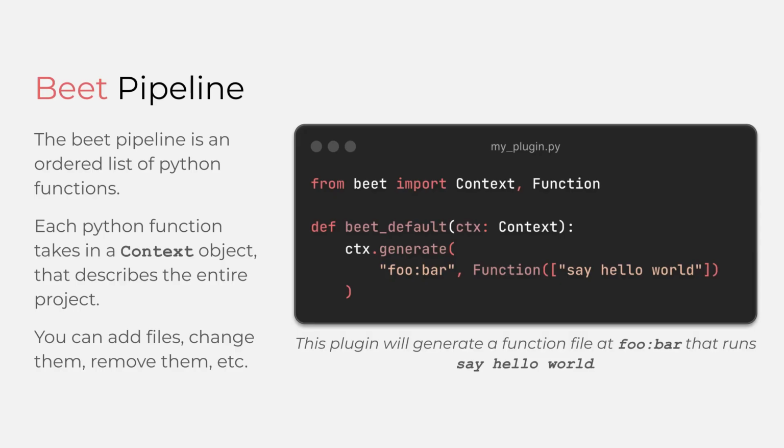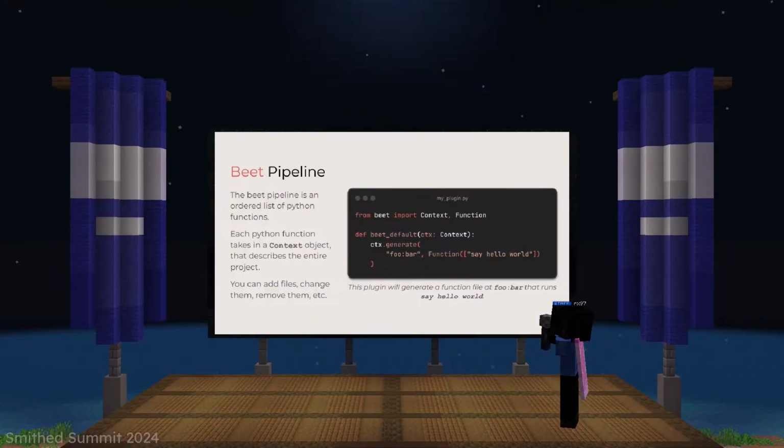The first thing is how the Python functions, the Python plugins for Beet, work. This is a Python file that takes one argument, context. If you're familiar with Python, I've used type annotations here to make it a little bit easier to tell what's going on. But as always with Python, you don't have to use types if you don't want to.